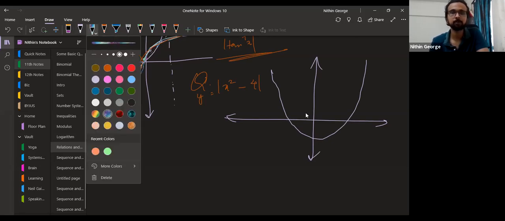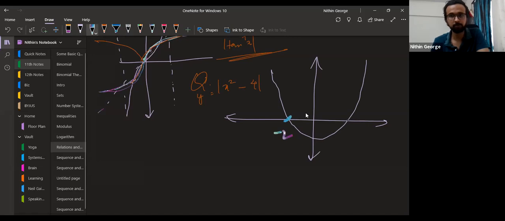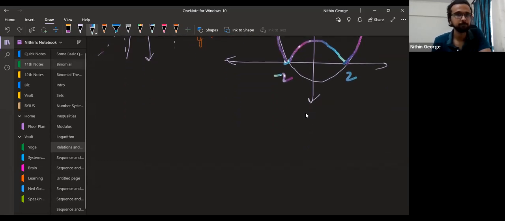Right? So x square minus 4 goes like this with the roots at -2 and +2. But the thing is, y cannot be negative because there's a mod outside x square minus 4. Wherever there's a negative part, it will be correspondingly positive, and this becomes your final graph. Okay, a W shape. Ask me doubts if you didn't get it.